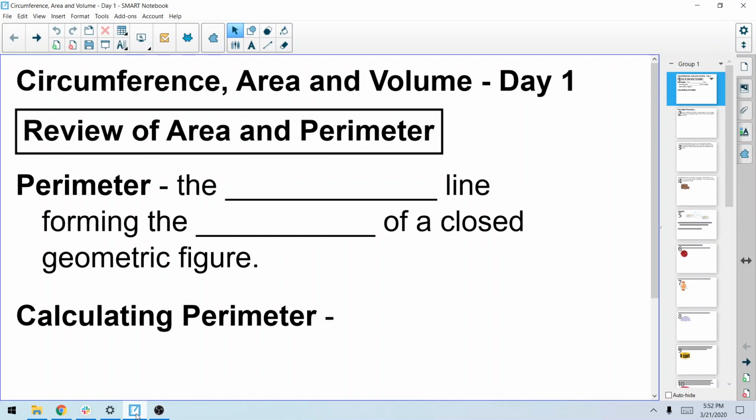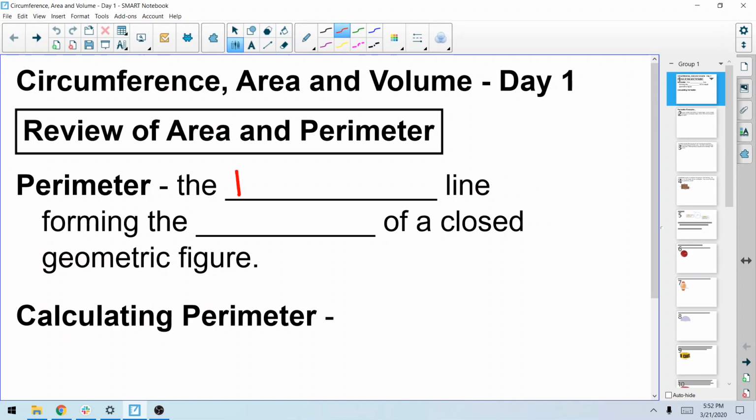The chapter we're going to start this quarter with is circumference, area, and volume. And on our first day, we're just going to do a review of area and perimeter. I'm hoping none of this is new information to you, but if it is, you're definitely going to need to know it eventually for the stuff we're going to get into. So starting out, review of area and perimeter.